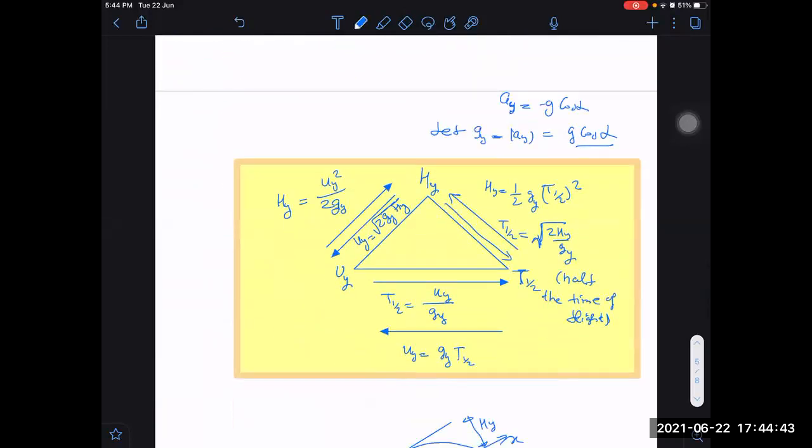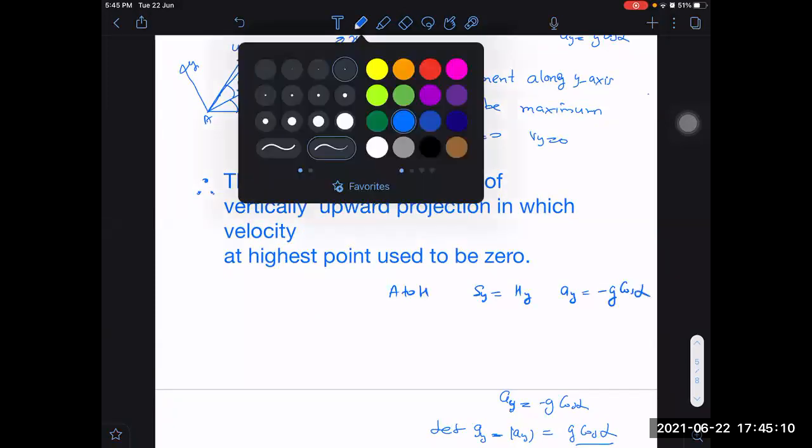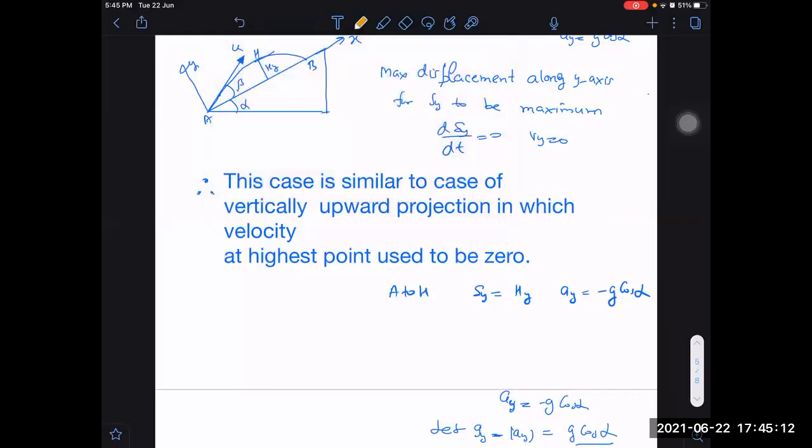From where to where? From point A to H, where H is the highest point. From A to H, we want to write the equation. So what will be the equation from A to H? Displacement along y will be equal to hy. Acceleration along y will be equal to what? Minus g cos alpha. You are forgetting this again. Remember and learn it. Along y means perpendicular to the incline, and perpendicular to incline means minus g cos alpha.